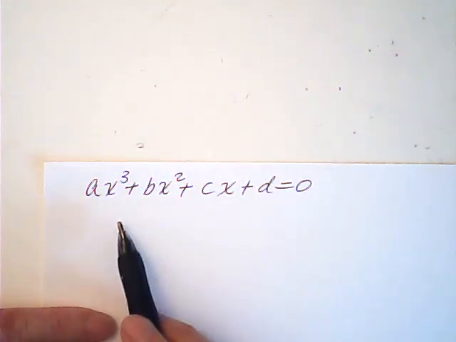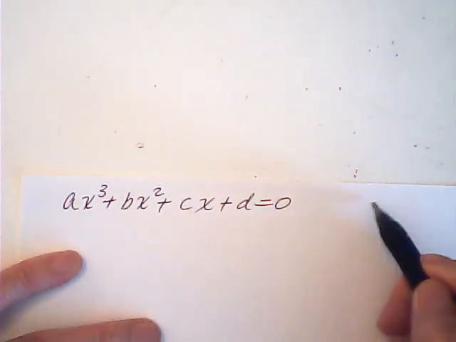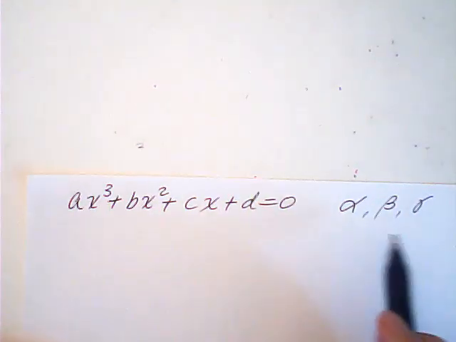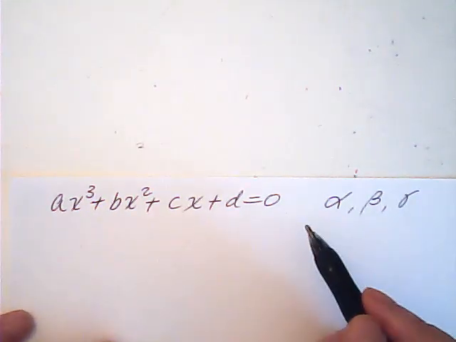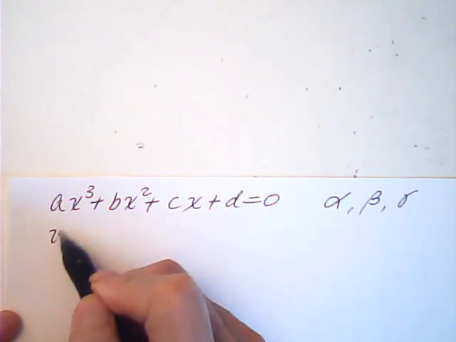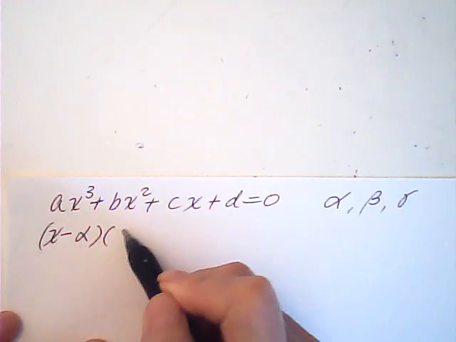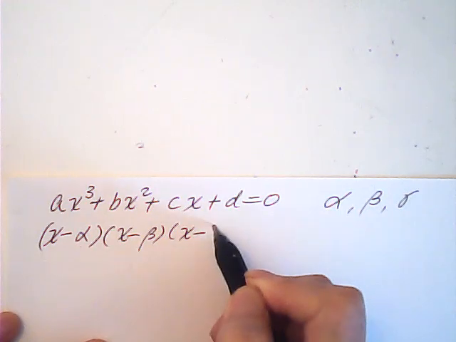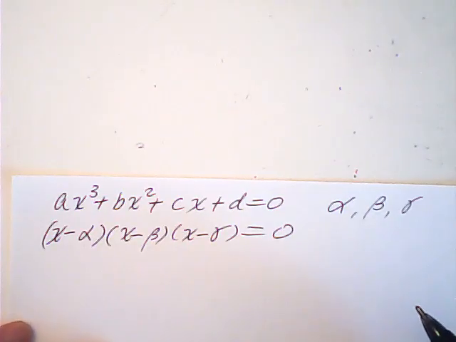Now we have a cubic equation, and suppose we have three roots, which are alpha, beta, and gamma. So these are three roots. Then we can rewrite the equation as x minus alpha times x minus beta times x minus gamma equal to 0, because these are roots, right?